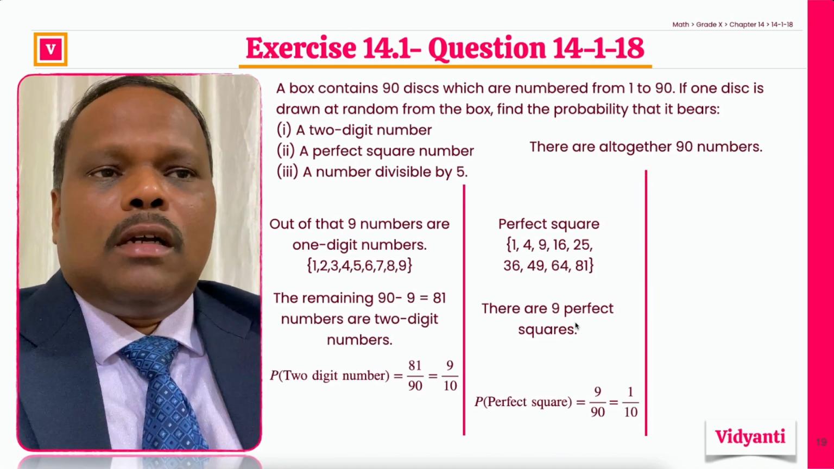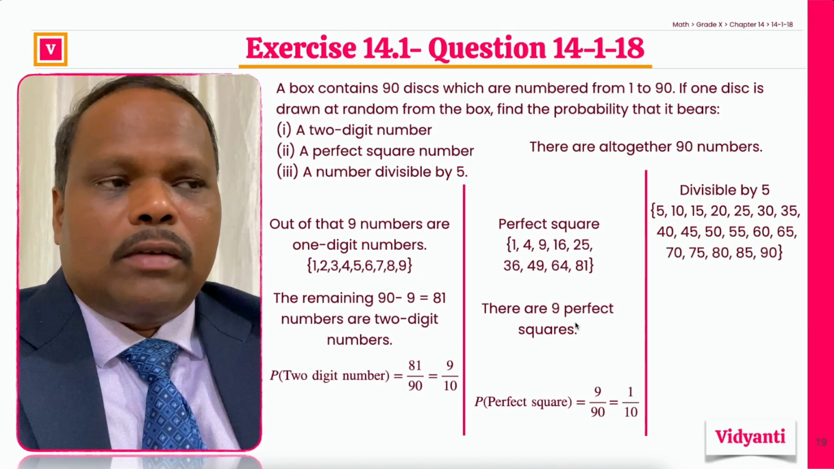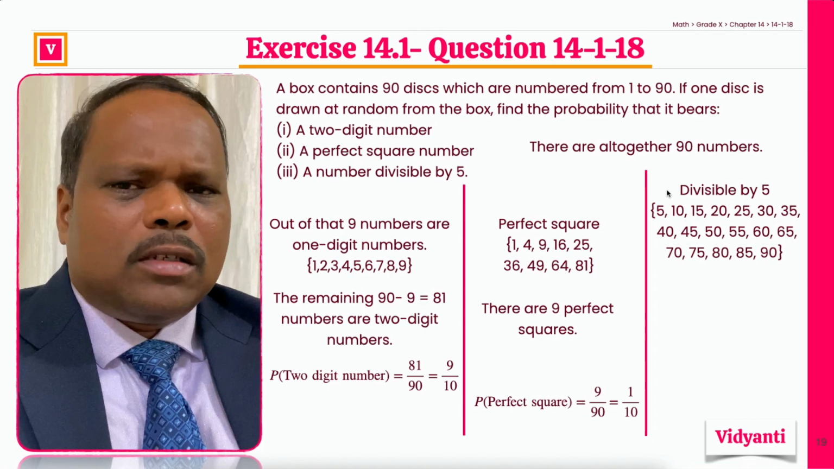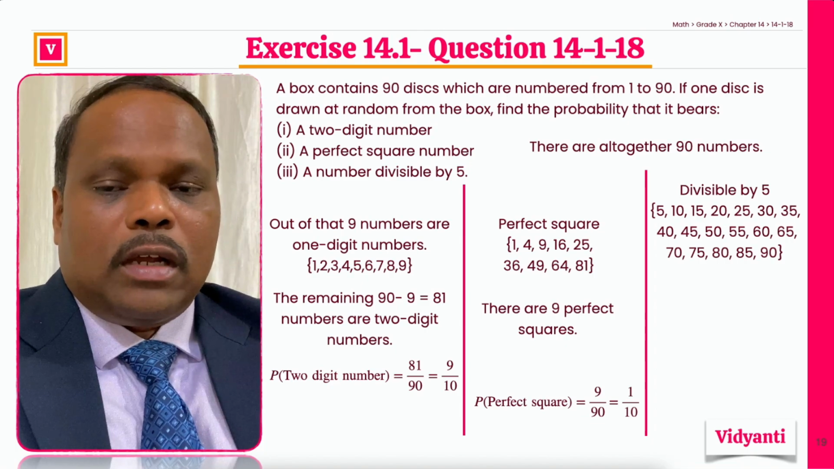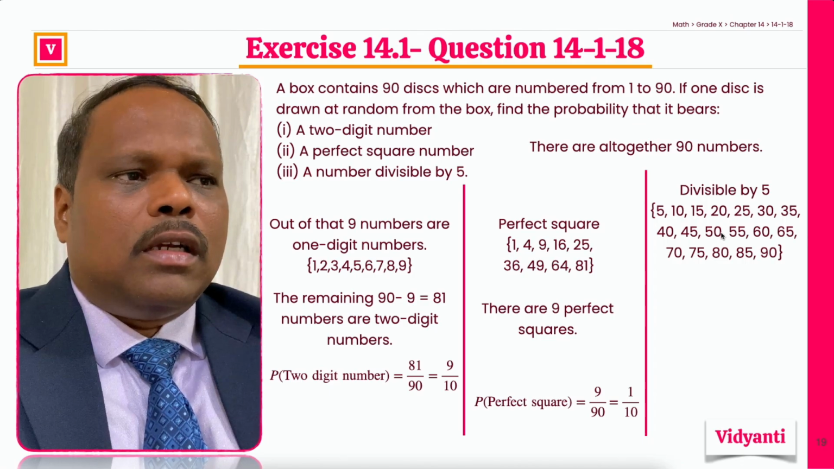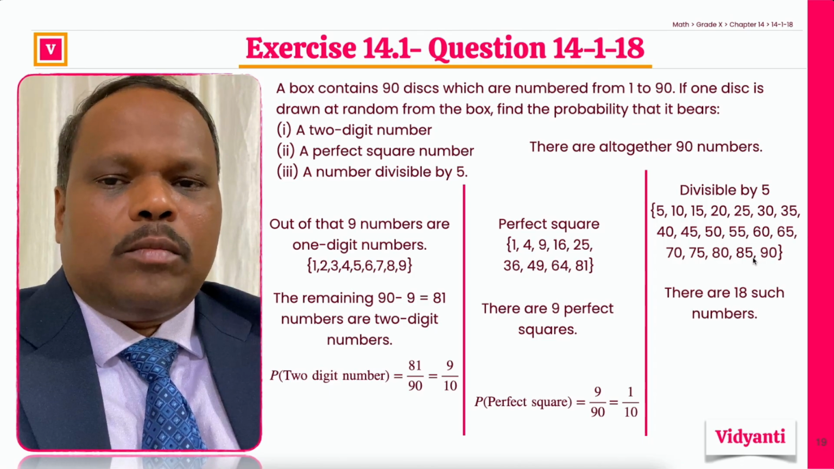The third question, number divisible by 5. Those divisible by 5 will be 5, 10, 15, 20. So you make a list of all such numbers which qualify, which are favorable. And there are 18 such numbers out of 90.